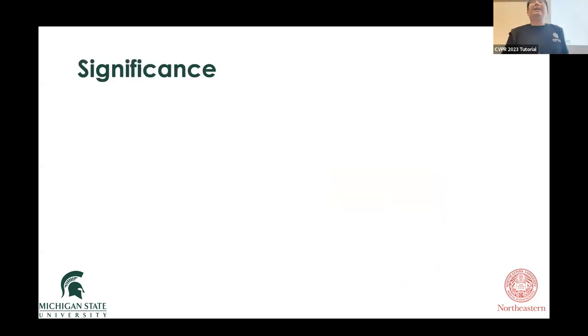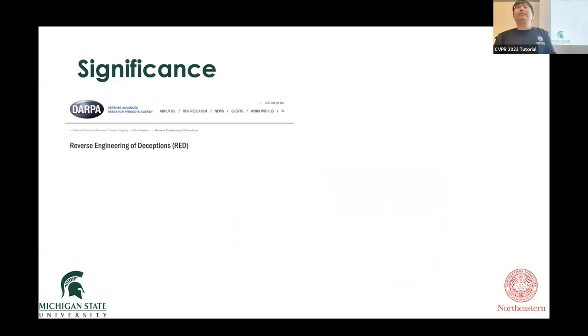So why is it significant? Why does our group, and DARPA, care about this as a concept? Let me give you a formal program introduction. This is the DARPA RED program, reverse engineering of deceptions. This program is trying to do the exact same thing as I mentioned. We want to understand the attack toolchains hidden behind adversarial attacks, as well as human-centric attacks, like things that are images.